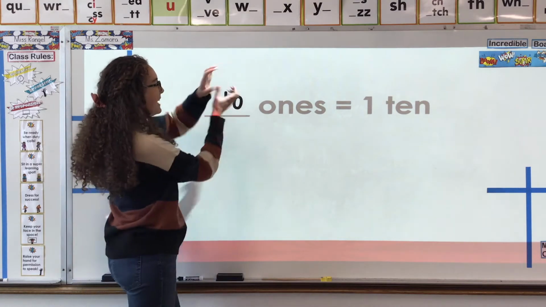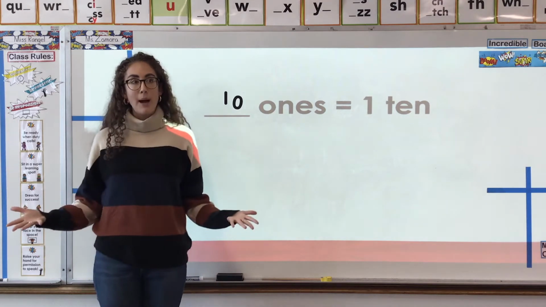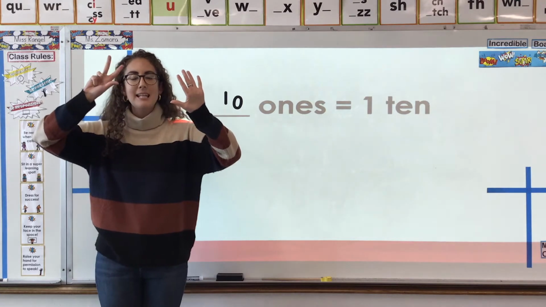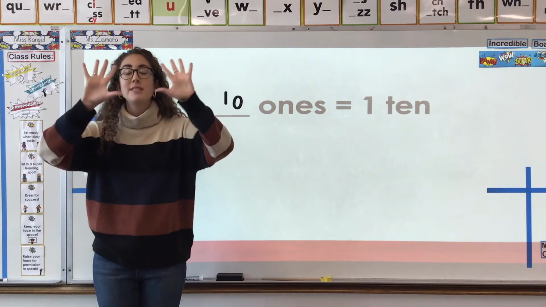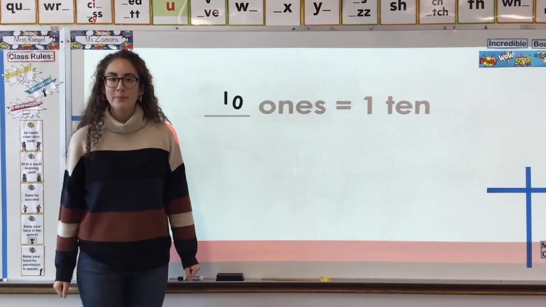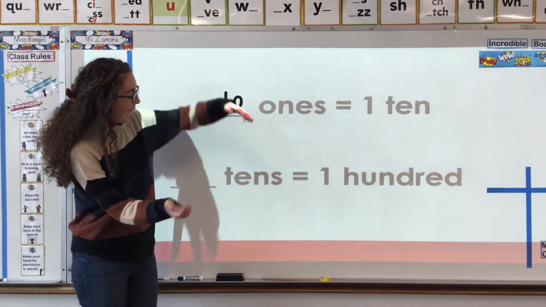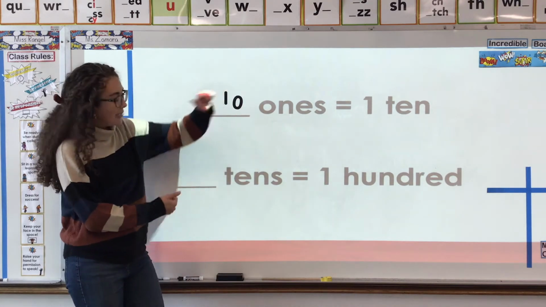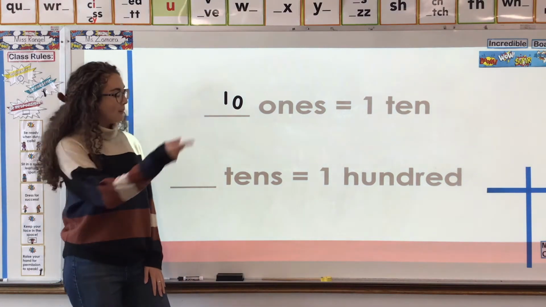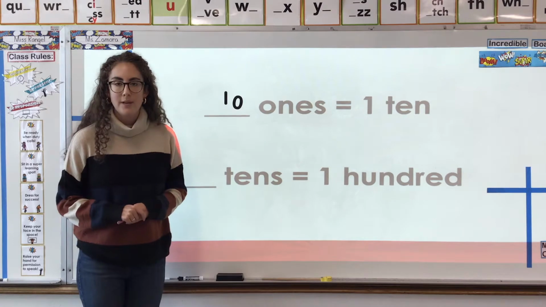There are 10 ones that equal 110. If we count by ones, 1, 2, 3, 4, 5, 6, 7, 8, 9, 10. When we have 10 ones, that equals the same as 110. What about our other important question? How many tens do we need to get 100?